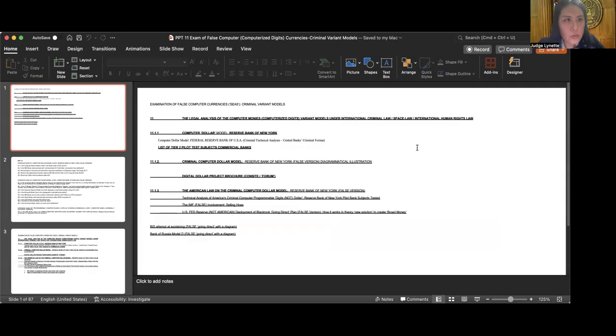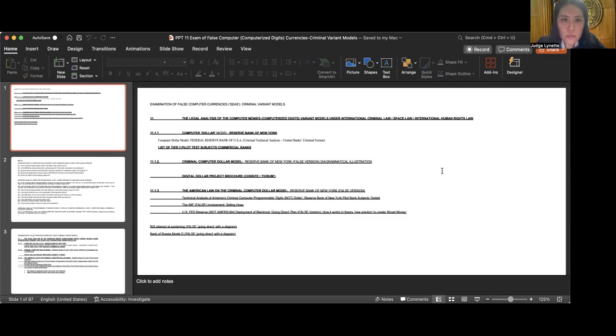Okay, so this is PowerPoint 11, and I will be explaining the various criminal variant models under Tier 1. Legally speaking, they are computer models, so they are all considered computer bank of so and so, and then they insert a particular nation's name. So all these are considered variant models.